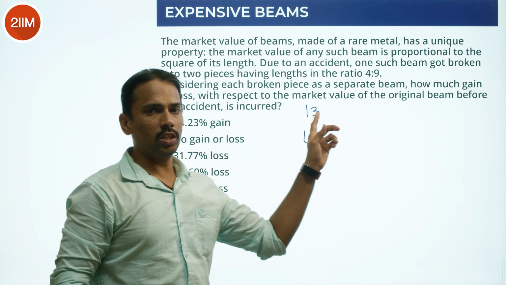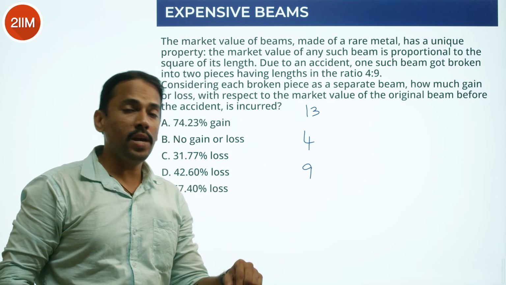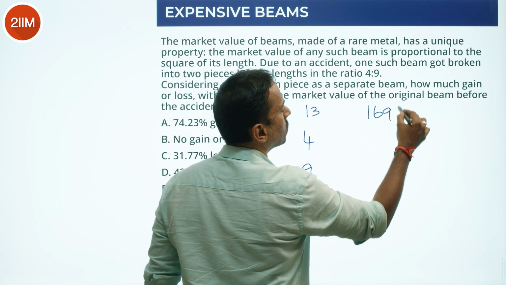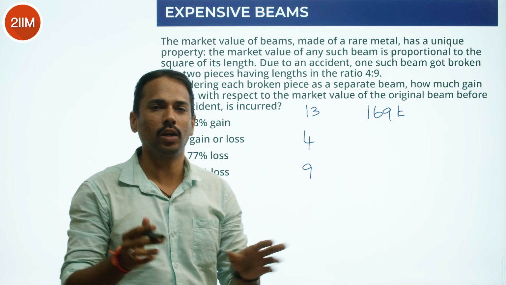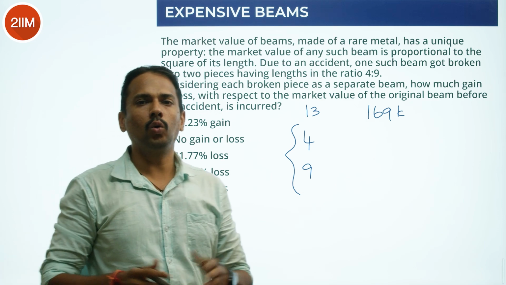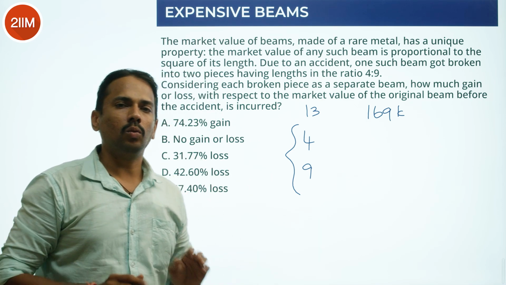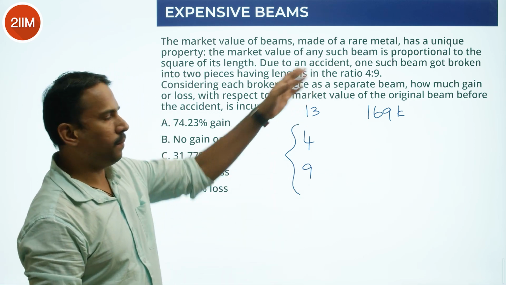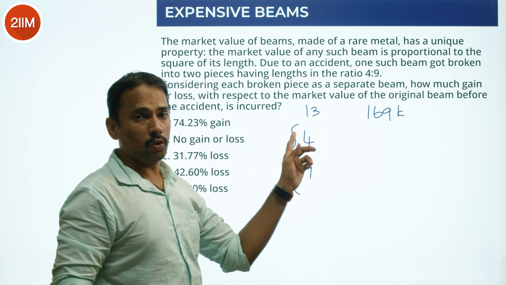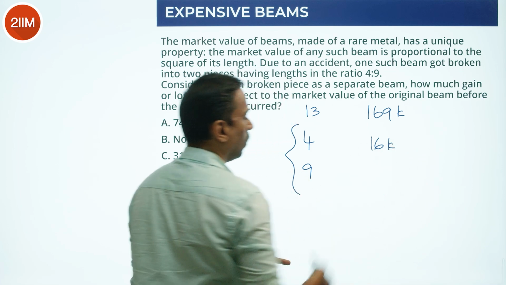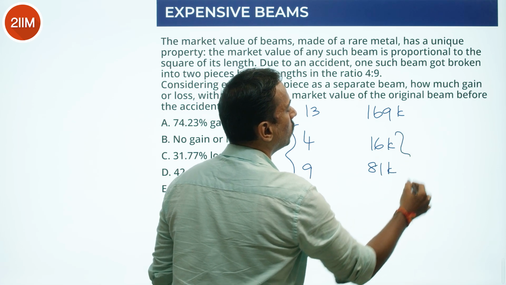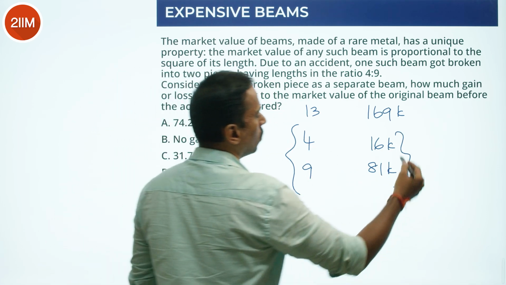Now, this is the original length, which means the original price has to be proportional to square of 13. So, 13 square is 169. So, the original price has to be 169k. k is the proportionality constant. This is before broken. Now, after broken, we got two pieces, 4 units and 9 units, considered two separate beams. The price of the first is proportional to 4 square, which means 16k. And the price of the second is proportional to 9 square, so 81k. Making the total value equal to 97k.